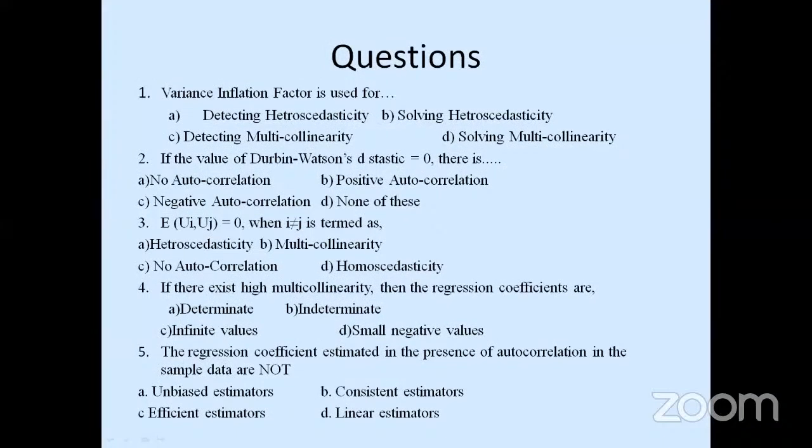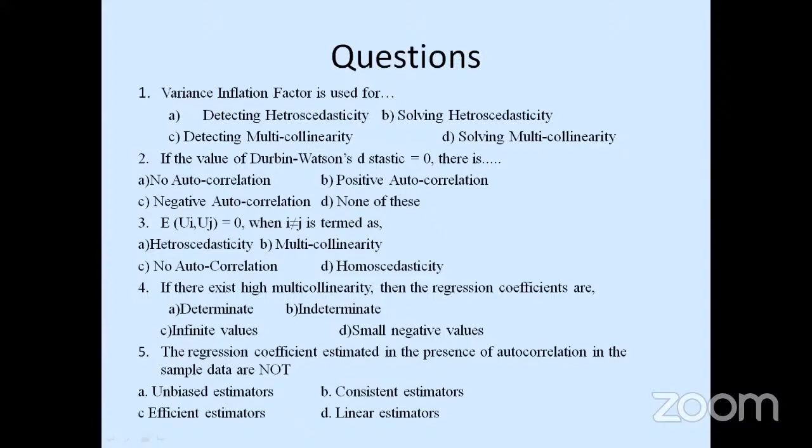See, if we run the EVs thing, the variance inflation factor, we generally observe it when we see the multicollinearity aspect. It is one of the aspects. And for detecting heteroscedasticity, what kind of a test can we use? So this kind of questions they may ask.